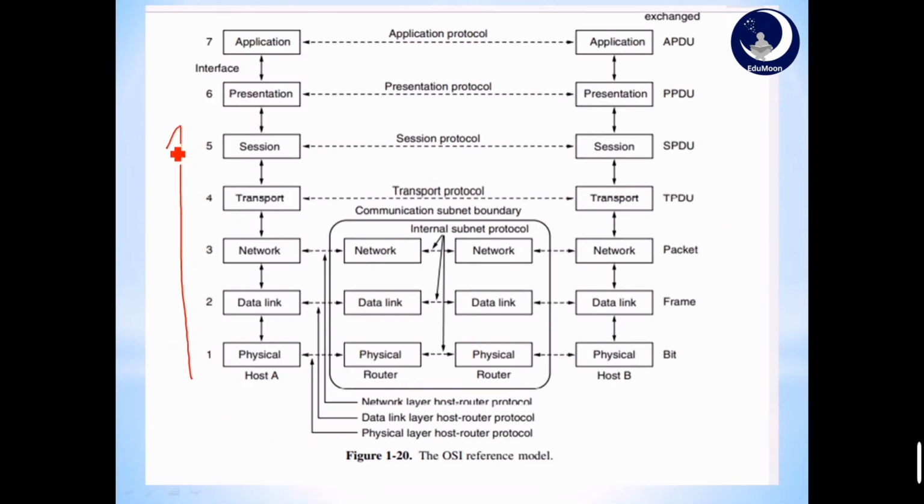At the sender side, it starts from the application layer and goes down to the physical layer, whereas at the receiver side, it starts from the physical layer and comes up to the application layer. Next model is the TCP and IP model.